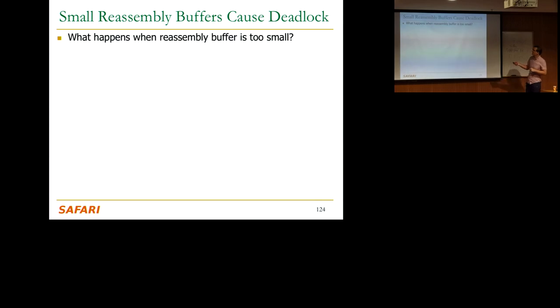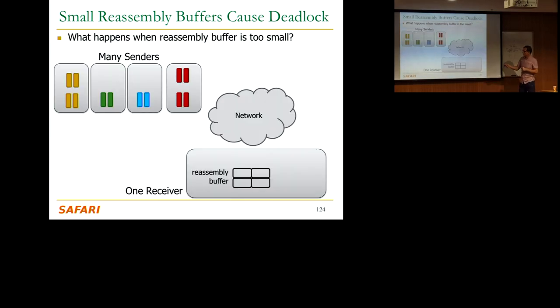What happens when the reassembly buffer is too small? You have many of these senders, color-coded as you can see, and they inject into the network. Let's assume that you have two-entry reassembly buffers, and you have two flits per packet. This may have happened: reassembly buffers are now full. This flit is waiting for its pair. This flit is waiting for its pair in the receiver.